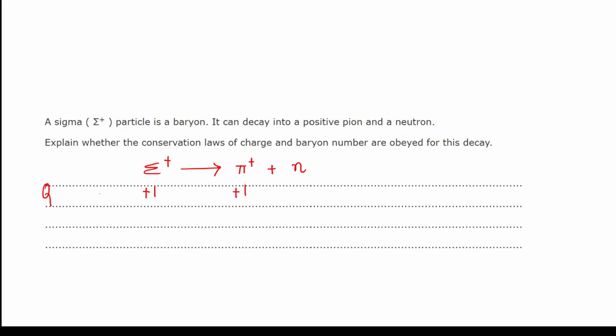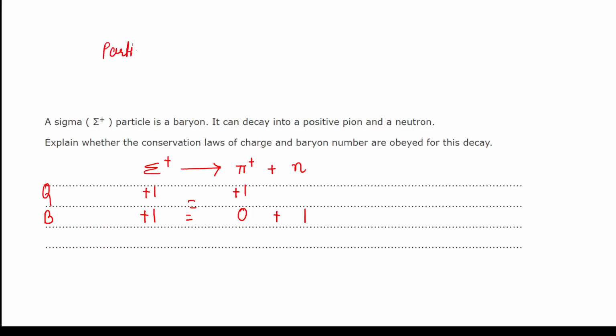And baryon number. It is a baryon, right? So the baryon number of this one is +1. And a pion is a meson, so that is 0. Neutron is a baryon, that is +1. So the baryon number is conserved. Now to remember this, just try to remember this diagram.